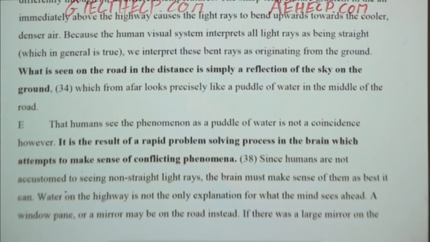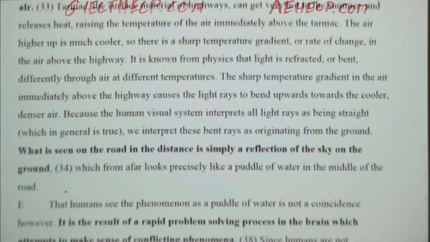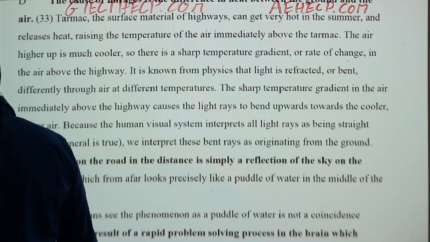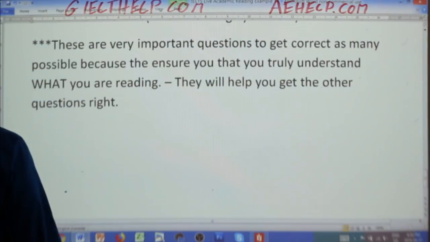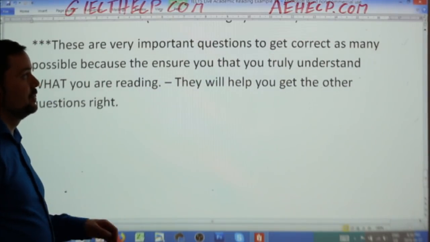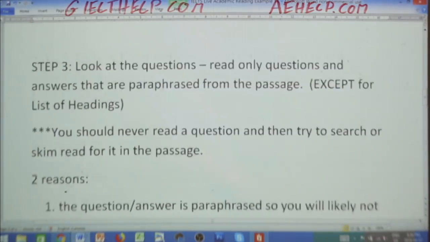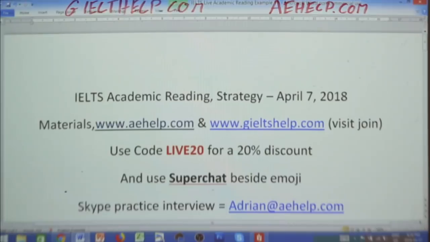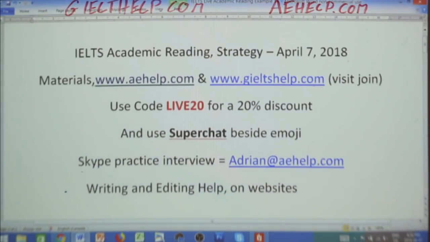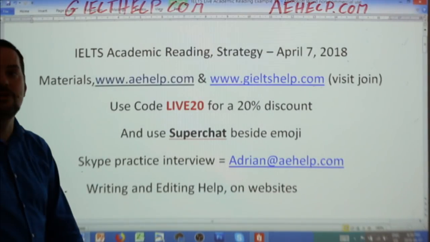Again, list of headings question, it's really important that you do well on that. And that is the class for today with this academic reading. Please make sure to practice these strategies at home. As you can see, they definitely do need practice. It's not something that you can just look at once in a live stream like this and expect to know.